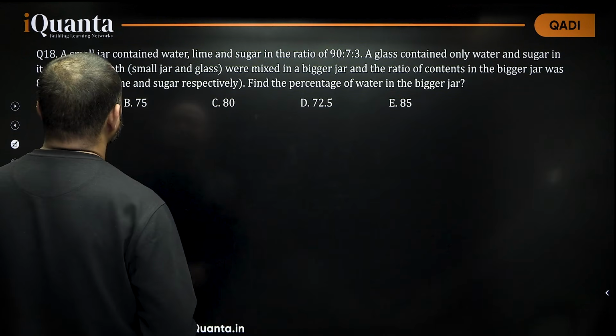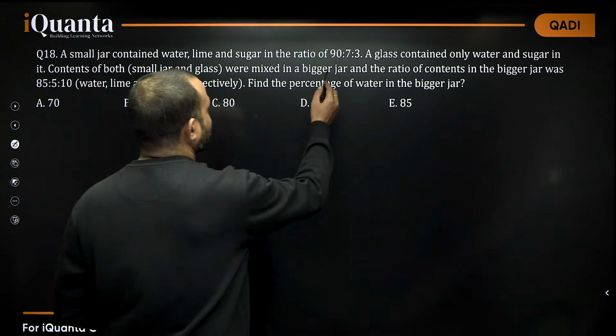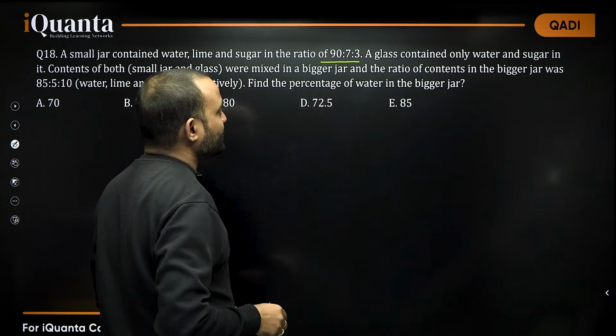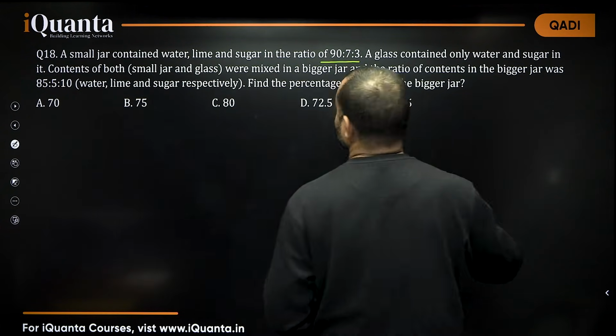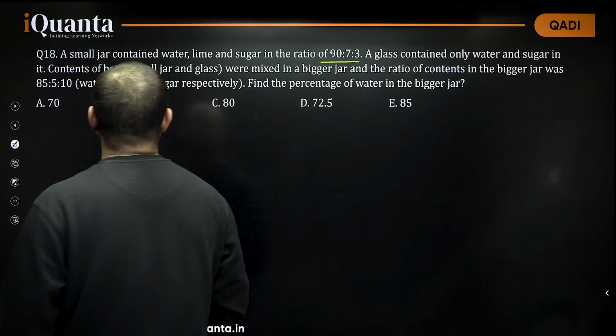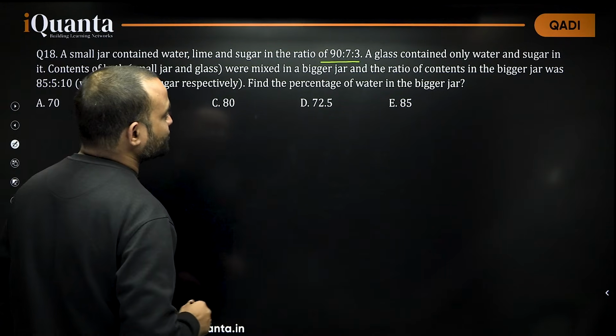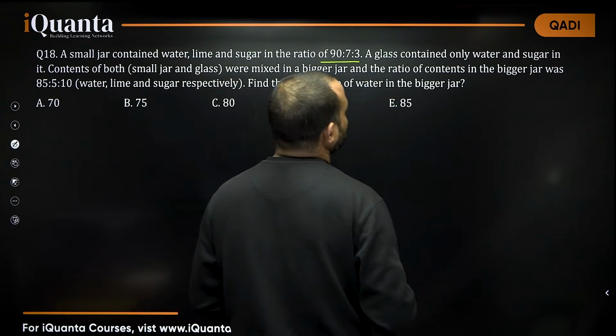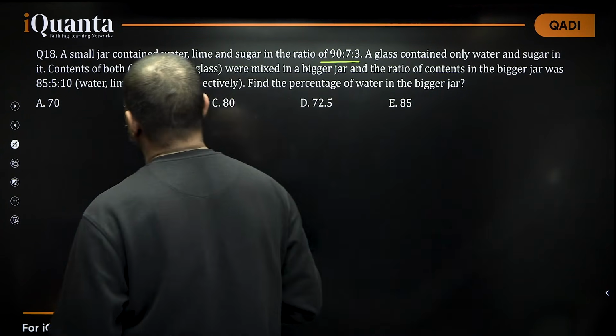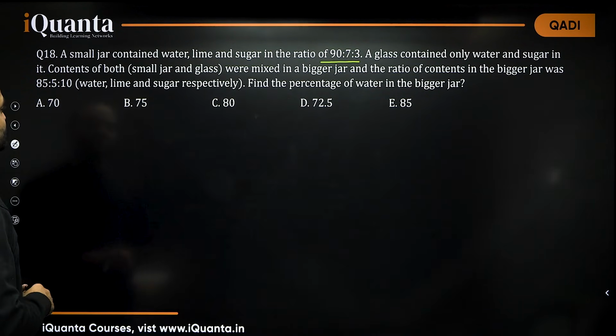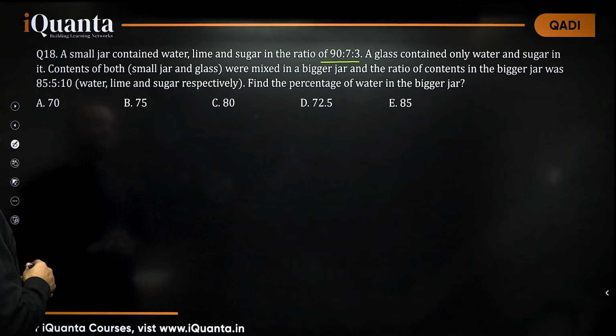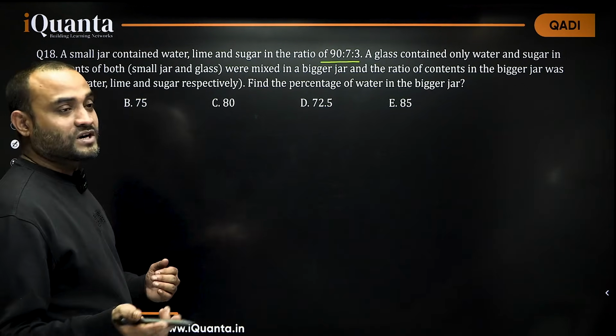A small jar contained water, lime and sugar in the ratio 90:7:3. A glass contained only water and sugar in it. Contents of both were mixed in a bigger jar, and the ratio of contents in the bigger jar was 85:5:10, water, lime and sugar respectively. Find the percentage of water in the bigger jar.